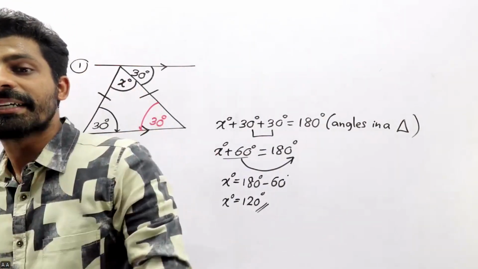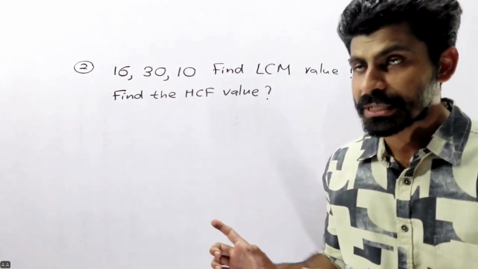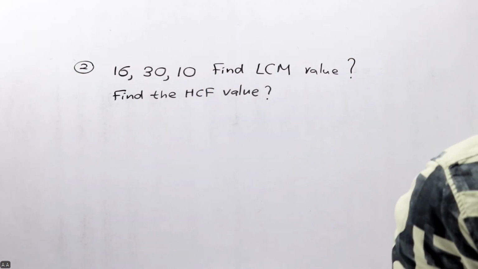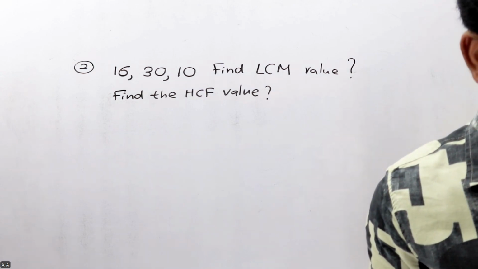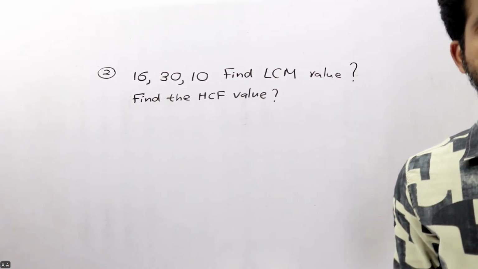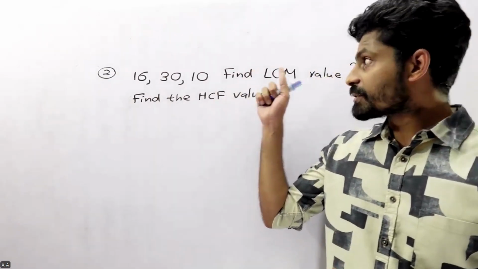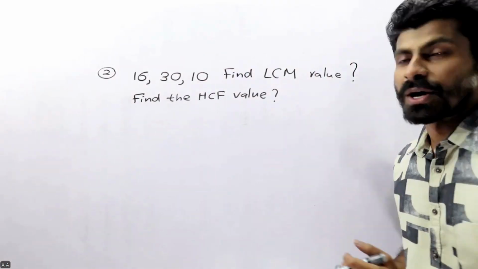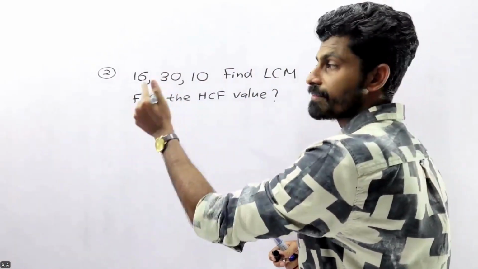Let's quickly move to the second question. Second question: find the LCM value and the HCF value, right? You know that LCM means least common multiple and HCF means highest common factor. So how do we find the LCM value?